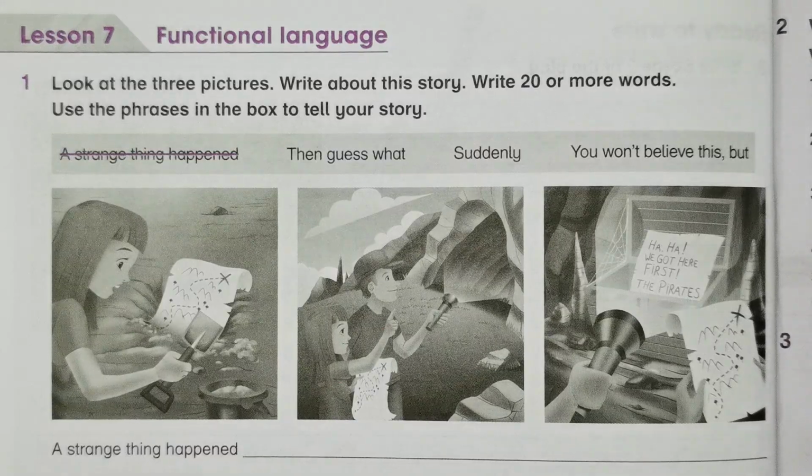Okay, pupils, we are on this Year 6 Academy Stars Workbook on page 110. We are on Unit 10, Lesson 7, Functional Language. Activity 1, look at the 3 pictures. Write about this story. Write 20 or more words. Use the phrases in the box to tell your story.